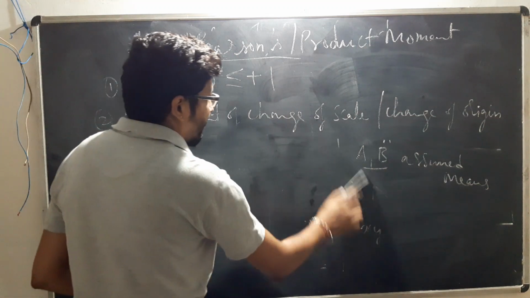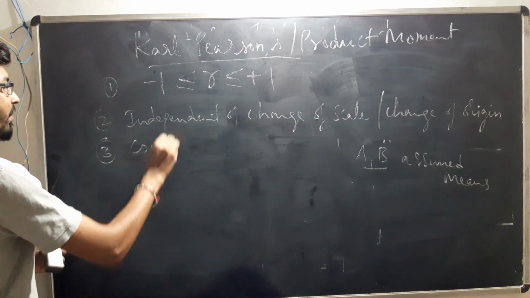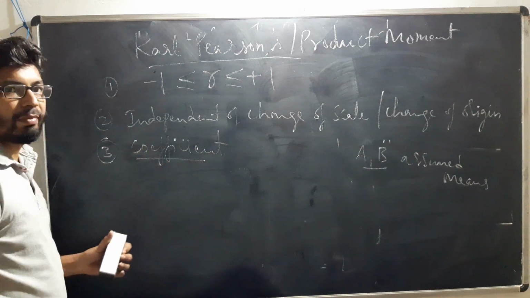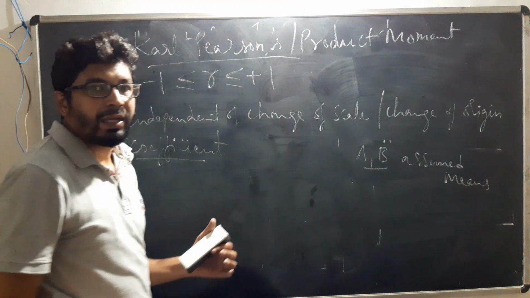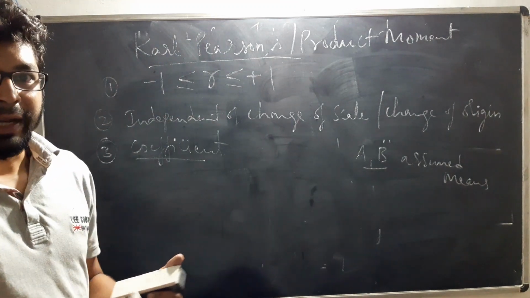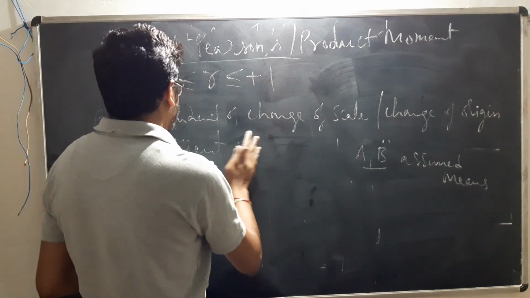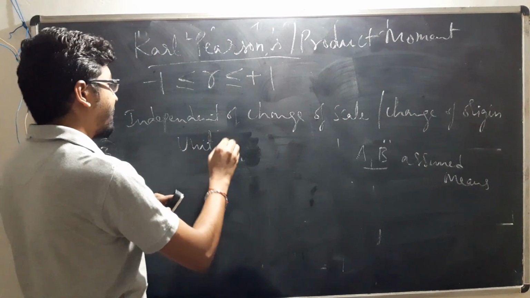Third property is that it is independent of unit of measurement. If you remember, coefficient of quartile deviation, coefficient of skewness, we call them coefficients because they are not dependent on the unit of measurement like rupees or age, years, height, centimeters and so on. It is independent of unit of measurement of x and y.